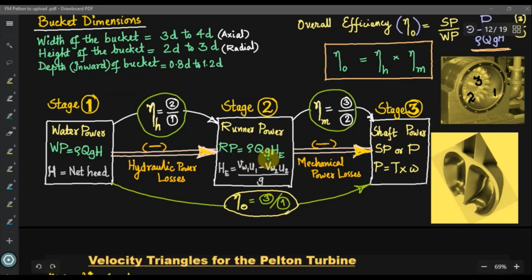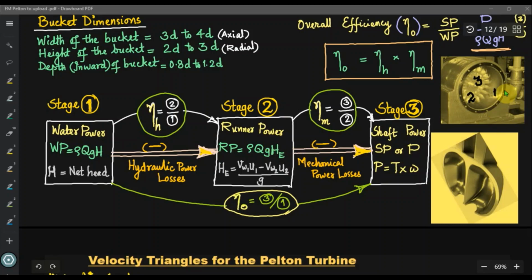Obviously, Euler head is less than the net head available at the inlet H. So if you consider stage 1 and stage 2, what happens between these two stages? There will be some hydraulic power losses, and these hydraulic power losses will be equal to water power minus runner power.